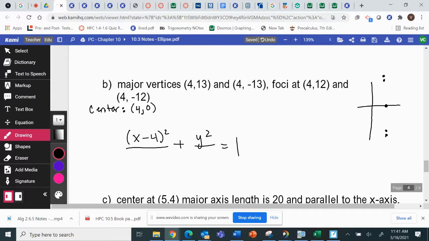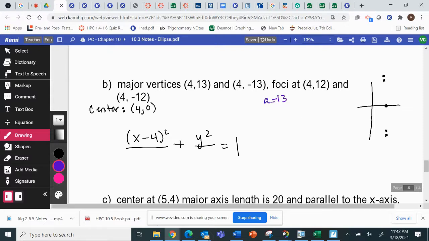Wouldn't it be 13 squared under, what is it? Okay, I'm going to talk about what you're saying about 13. You're talking about 13 being one of the variables, either A or B. Do you know which one it's going to be, A or B? The major is A.